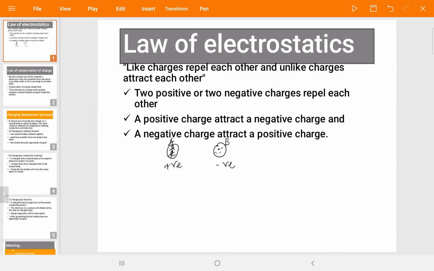And the interaction can be repulsive or attractive, but according to the law of electrostatics, there should be an attractive force. Then A will attract body B, and body B will attract body A, and finally they will be close to each other. There will be an attraction between them. There is an electric force, and this electric force is an attractive force.